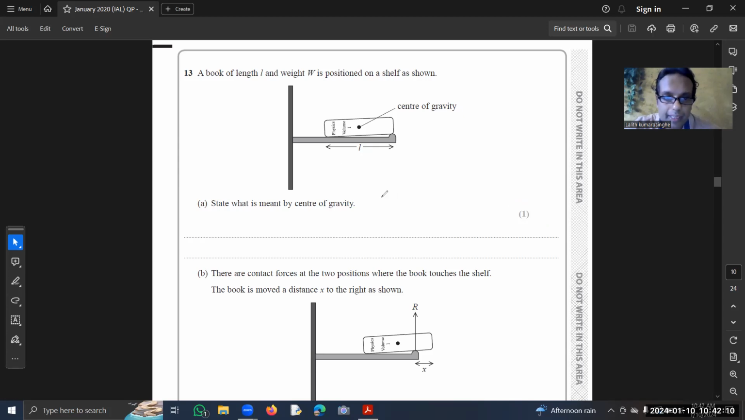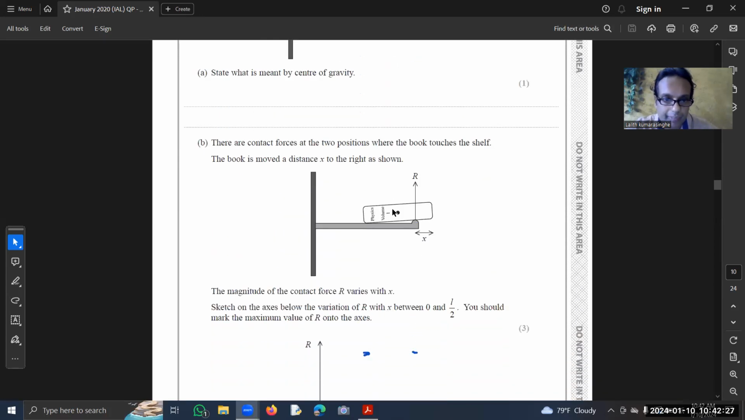They are telling us there are contact forces at the two positions where the book touches the shelf. That's in this point and that point. There are two contact forces. The book is moved a distance x to the right. The magnitude of the contact force R varies with x. Sketch on the axis below the variation of R with x between 0 and L over 2. You should mark the maximum value of R on the x-axis.